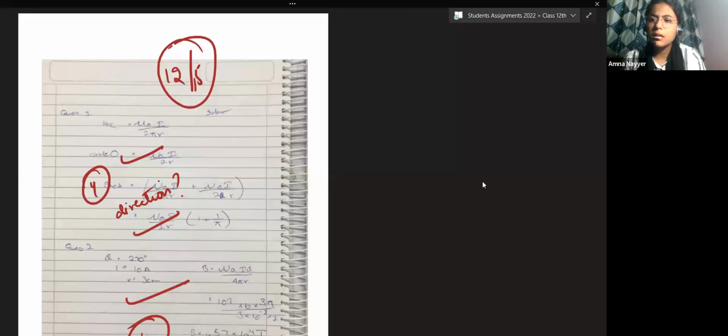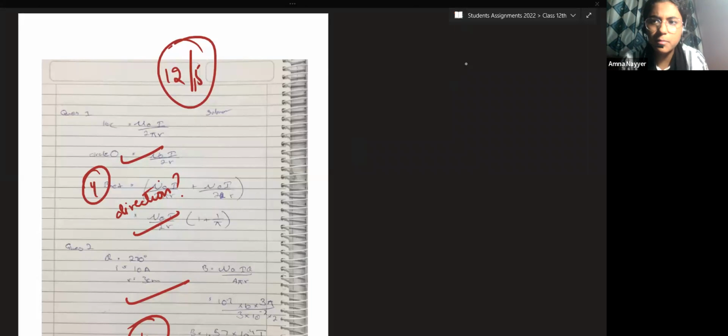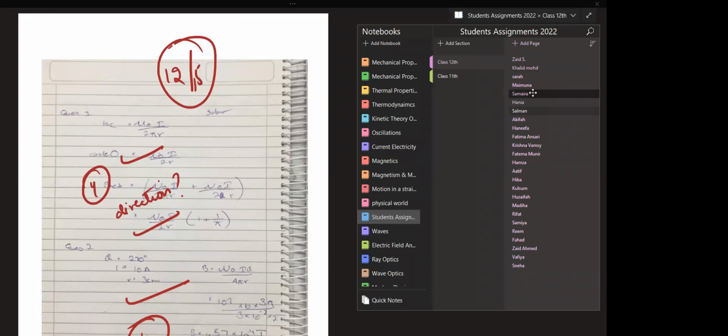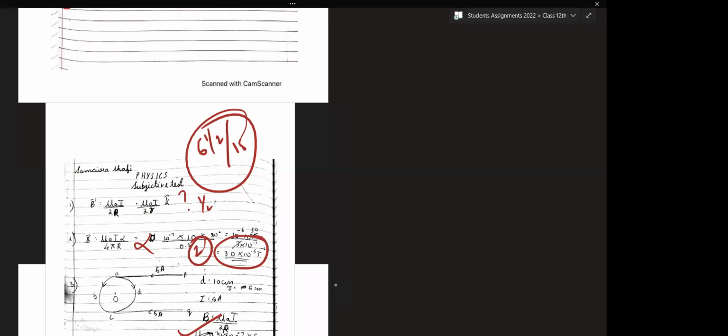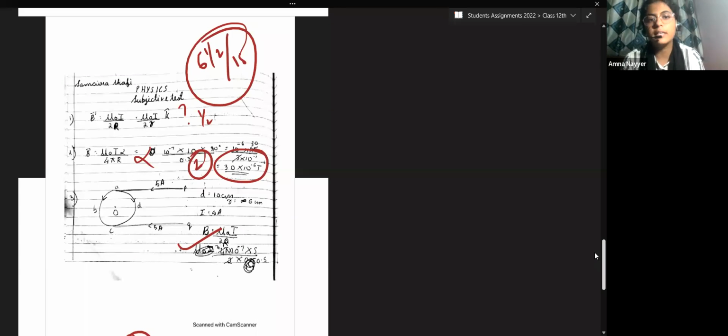Anyone else who is there in this batch? Samaira, you gave the test. What happened with Samaira was the same thing that happened with Anya. Both of you got the same answer, 30 into 10 to the power minus 4. I don't know how you both got it. So these are the errors. If you want me to discuss any of the solutions, let me know.